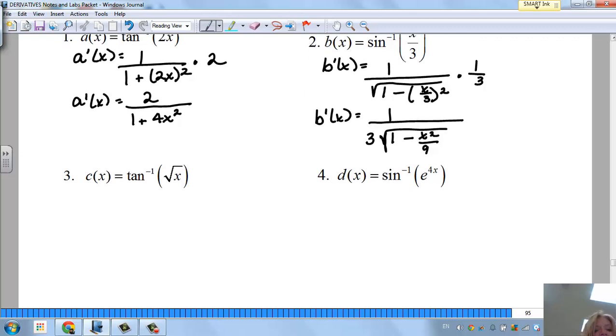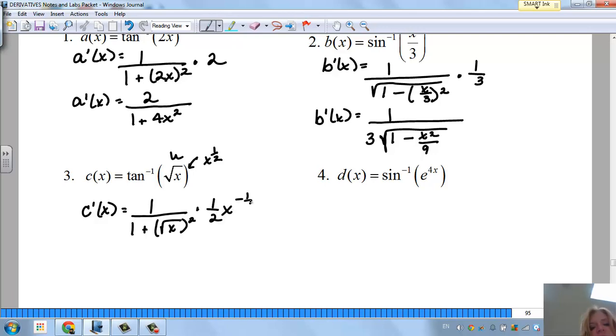Let's look at 3, c prime of x. I again have arctan, and one of my favorites. So c prime of x is going to be, and this is our u, and you can also write it, this is x to the half, so that'll help you later. So c prime of x is going to be 1 over 1 plus u squared times the derivative of the inside, which is going to be the power rule, 1/2 x to the negative 1/2.